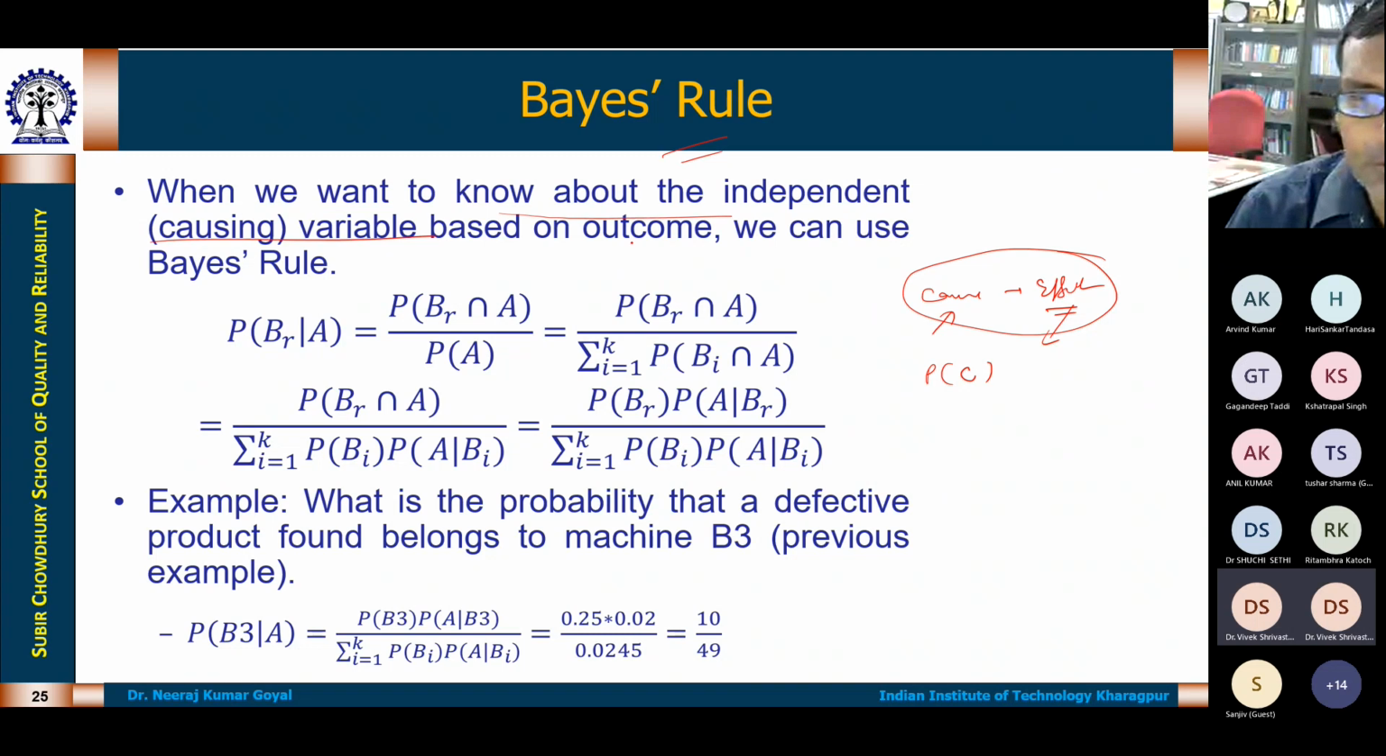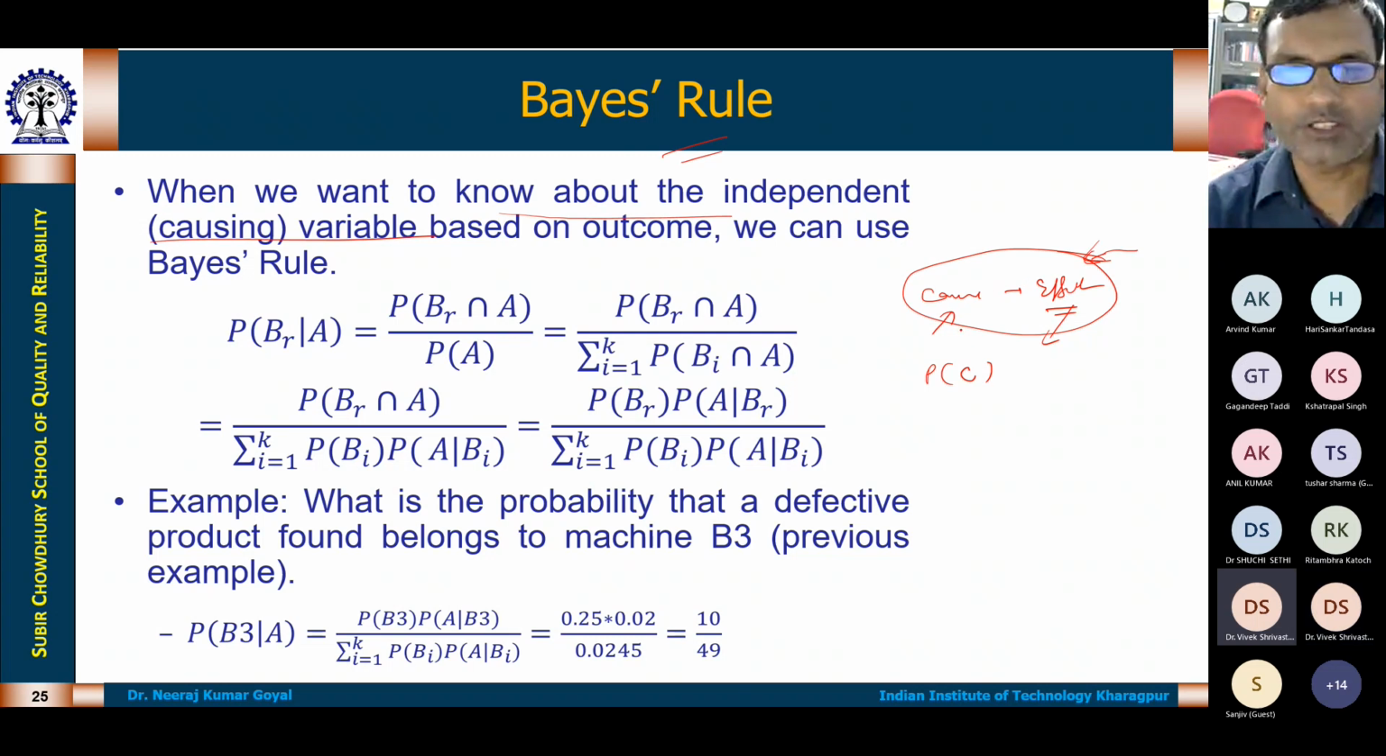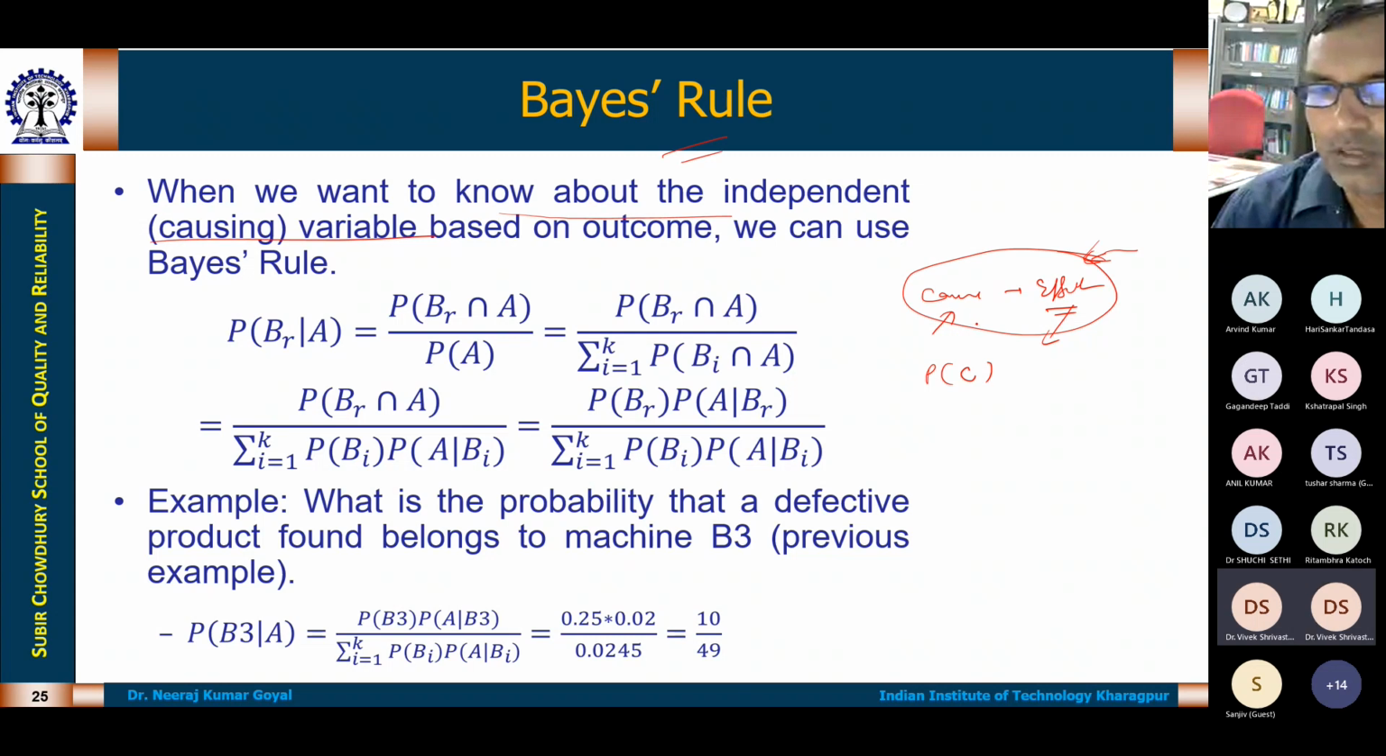The cause event, and based on what we observed as the outcome. And that is what we are doing in root cause analysis. That is what we mostly want to know: what can be the responsible reason for a certain kind of event. So we can use this. How do we use this?